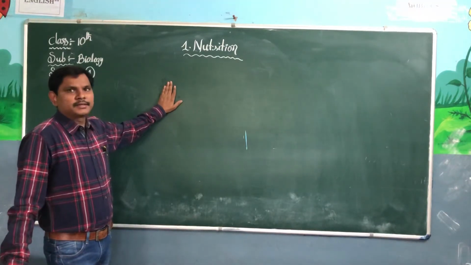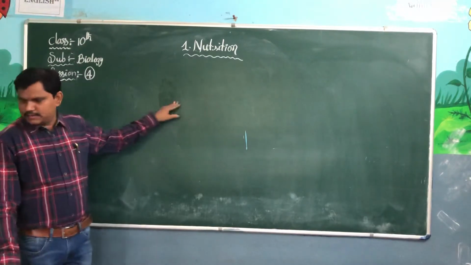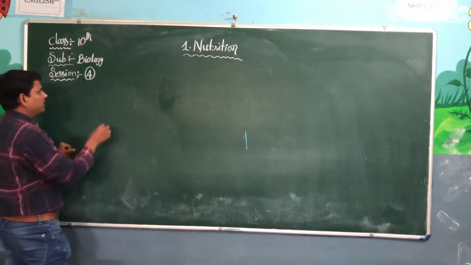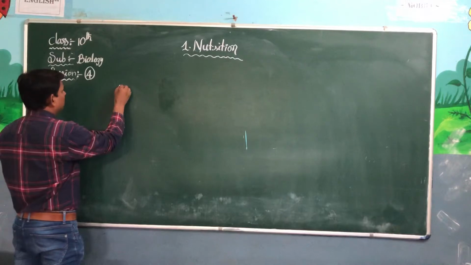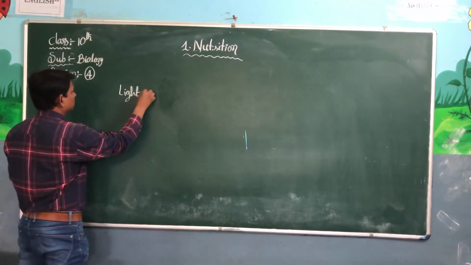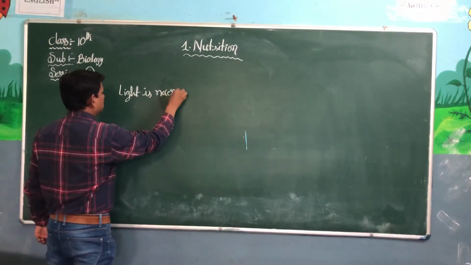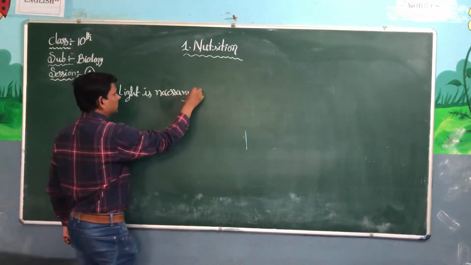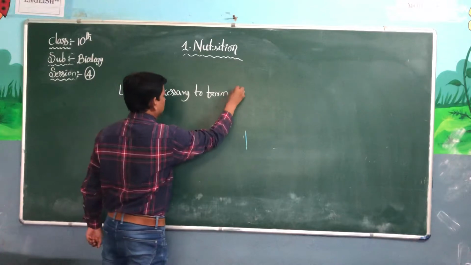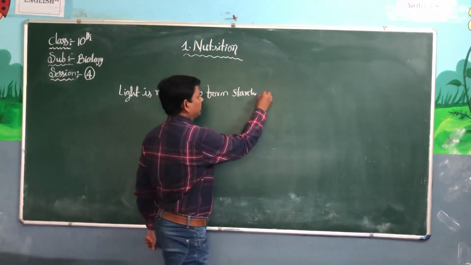Light is essential for photosynthesis. Light is necessary to form starch in green plants.